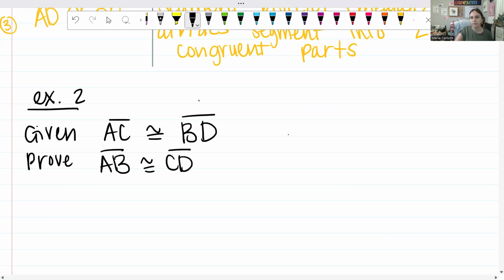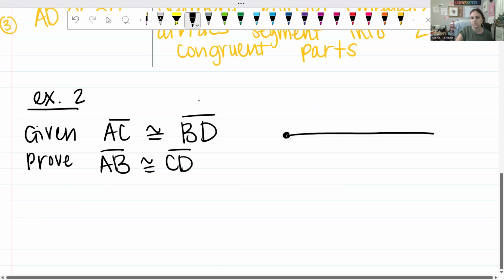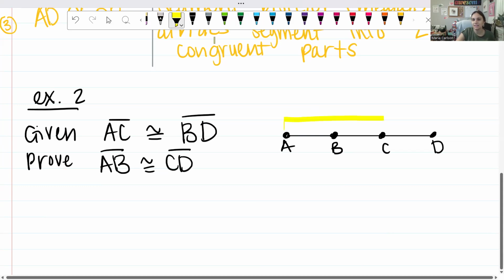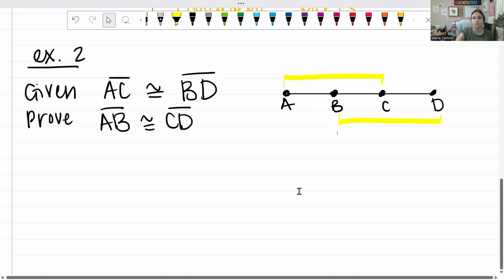And our drawing here, we have a line segment. And this is A, and this is D. So the entire thing is segment AD, and then we have segment AC, which is congruent to segment BD. So looking at this here, AC and BD are 2 congruent segments. That is what we know.